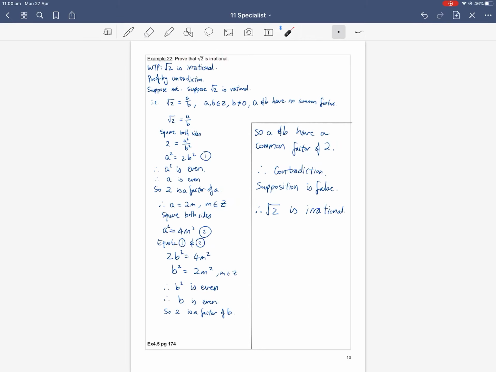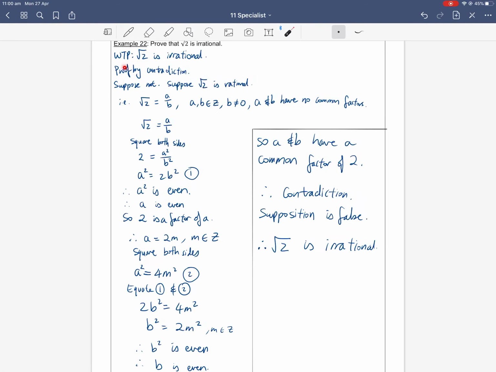So recap. We want to show that root 2 is irrational. Rational numbers means we can write it as a fraction, where my numerator and denominator are integers, and a and b have no common factors, because if there are common factors, you can keep simplifying until there's no more common factors. So we're going to use proof by contradiction, which is suppose not. Suppose what we want to show is false. So suppose that the opposite of irrational is rational. So suppose root 2 is rational.